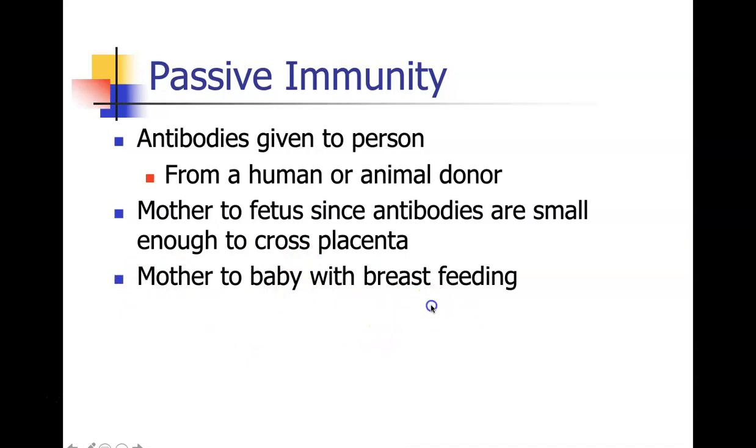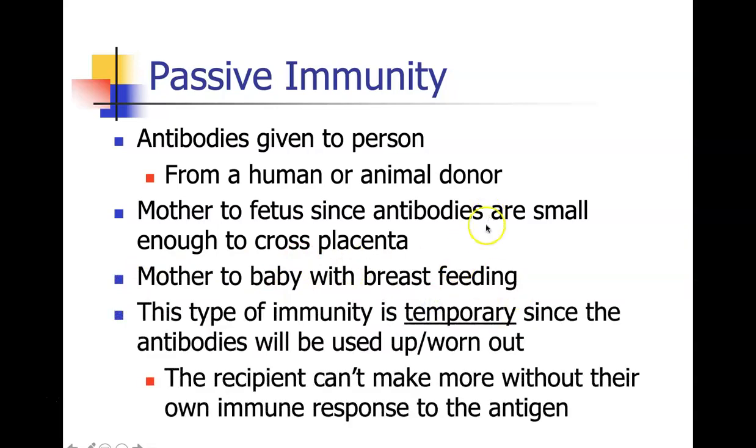And from mother to baby with breastfeeding as well. So antibodies cross over in breast milk. The problem with this kind of immunity, though, is that it's temporary. The antibodies will eventually be used up or worn out, and the recipient can't make more without their own immune response to the antigen. So this can be good for particularly vulnerable groups like babies and fetuses, but eventually they'll need to make their own immune response to that antigen.